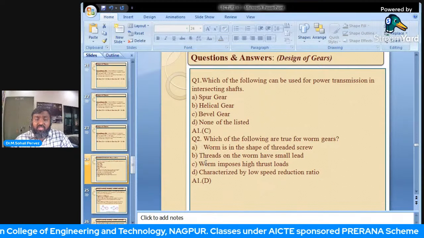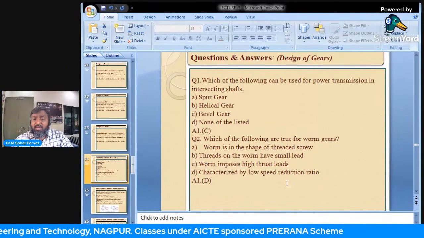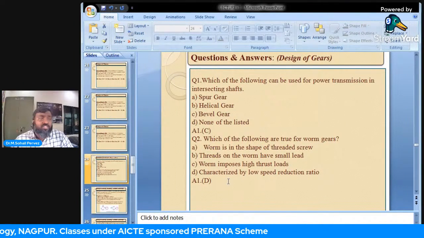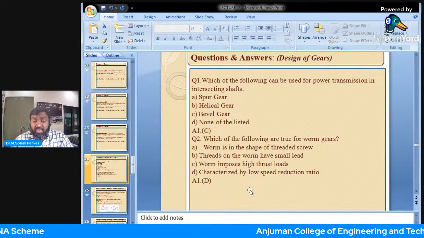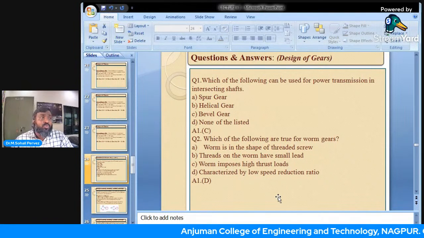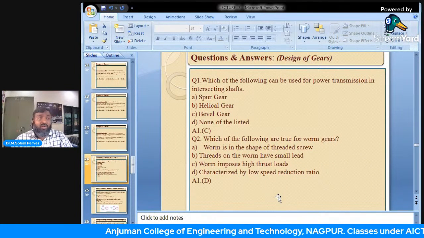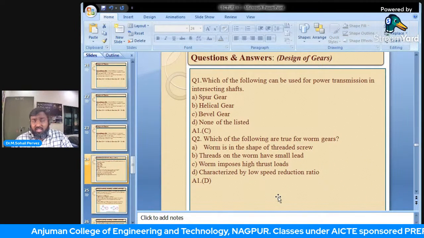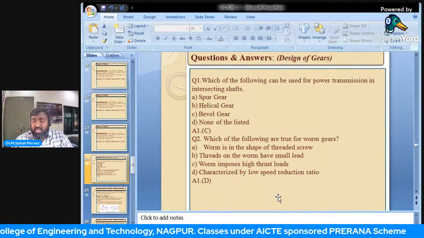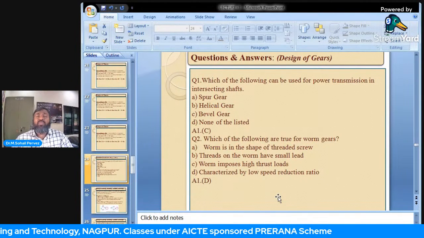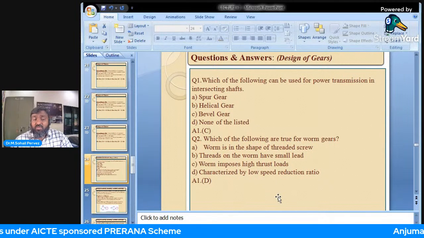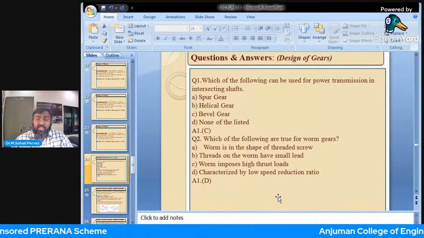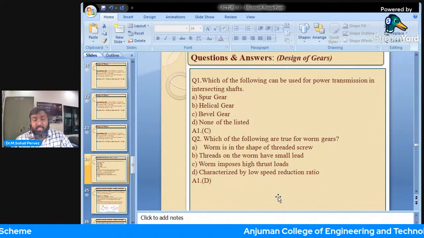So A, B, C are true, but the low speed reduction is false, because with worm and worm gear, the speed reduction ratio is the highest, of the order of 1:36, 1:40, 1:60, sometimes 1:80 used in our automobiles. So this worm and worm gear is again a very, very important aspect.